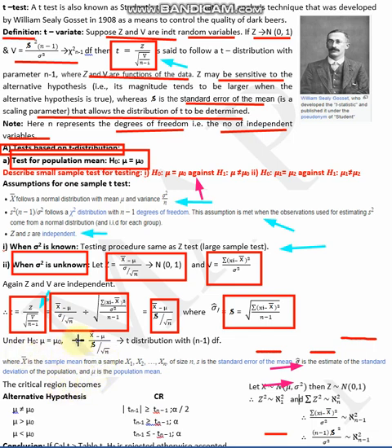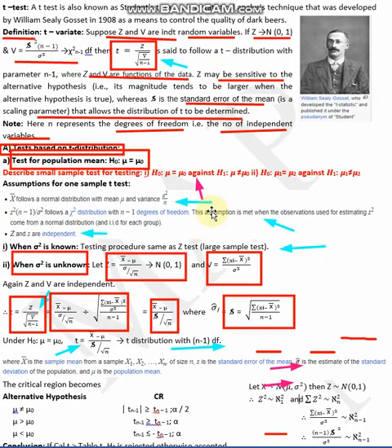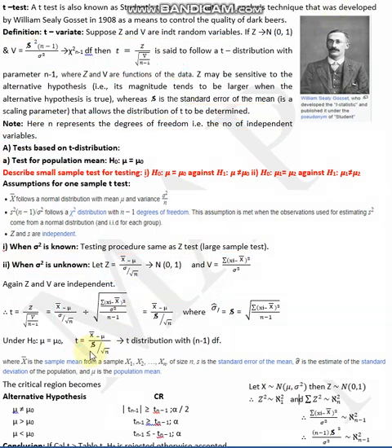So under H naught, mu is equal to mu naught, so t is equal to x bar minus mu divided by s upon root n, which follows the t distribution with n minus 1 degrees of freedom. What is this x bar? x bar is the sample mean from the sample x1, x2 up to xn, and s is the standard error of the mean, sigma cap is my estimate of the standard deviation of the population, and mu is the population mean.